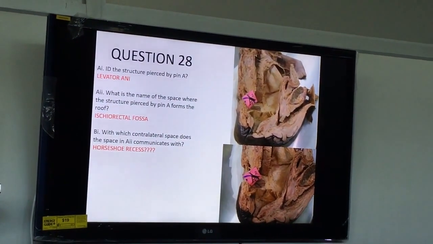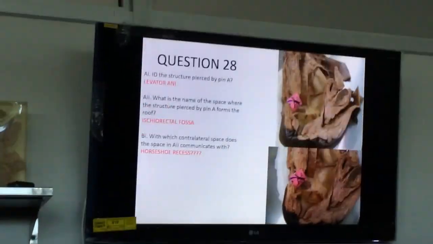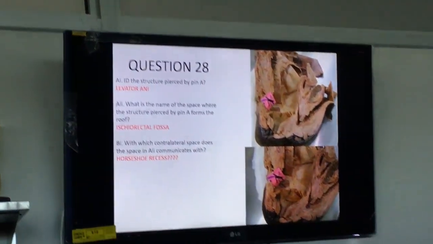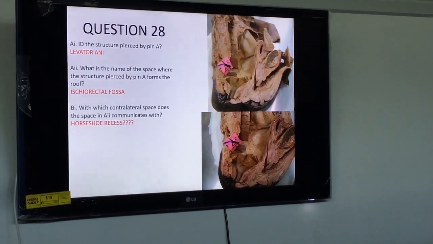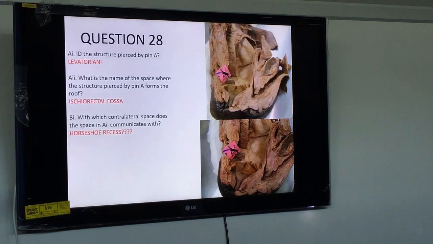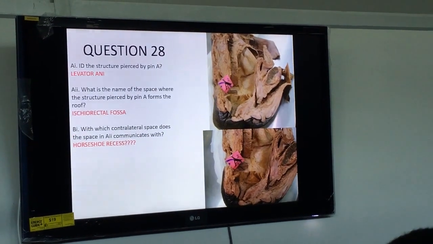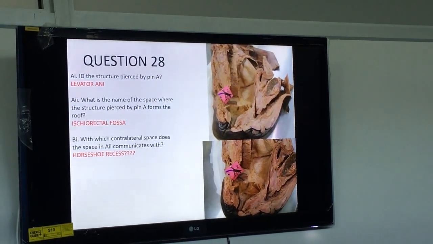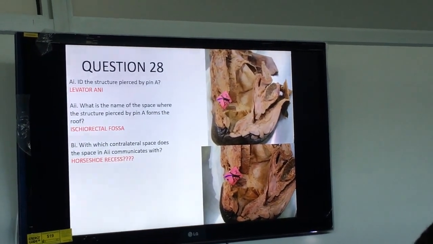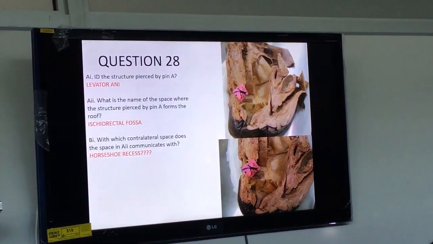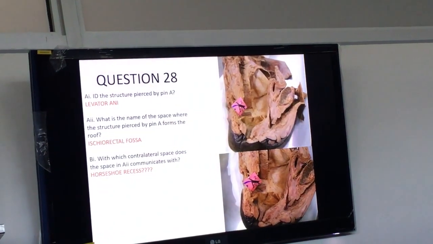So pin A is in the levator ani. Interesting. I want you guys to write down levator ani, for the digestive system, they can ask you that. Now, what is the name of the space where the structure pierced by pin A forms the roof? In other words, the levator ani forms the roof of which space? And you see the answer there, ischiorectal fossa. In the digestive system, you should have an idea of what this ischiorectal fossa is. It's mainly a urogenital thing, but you should know.